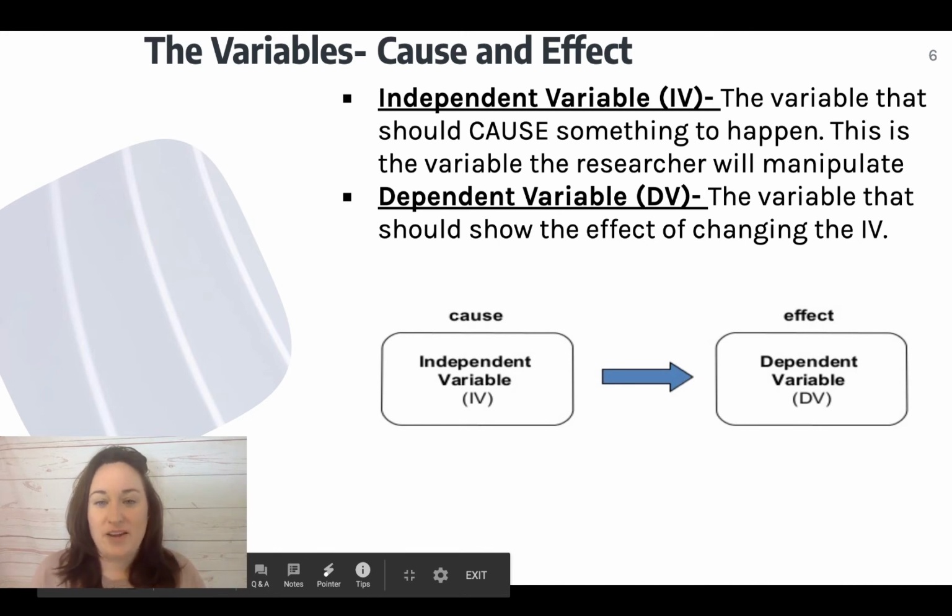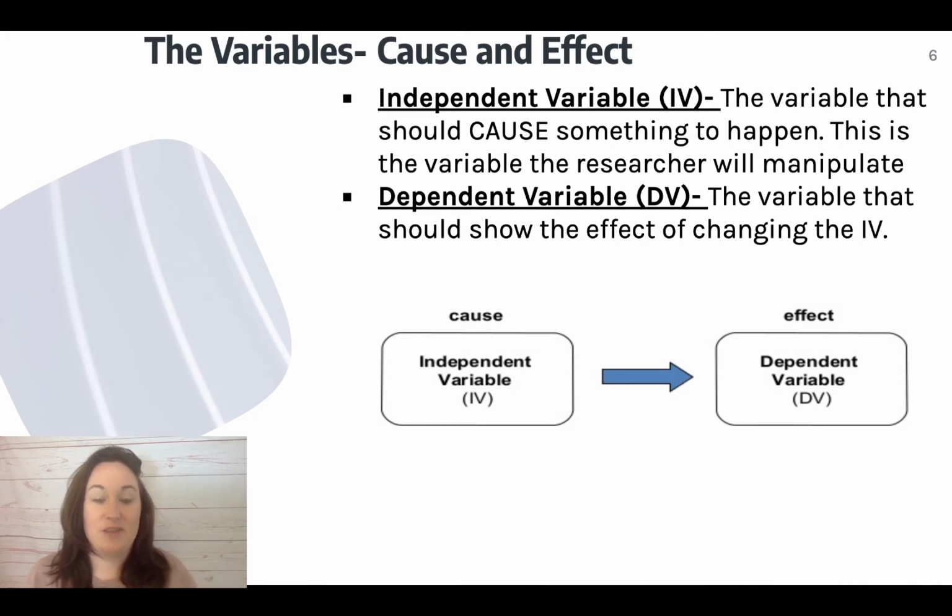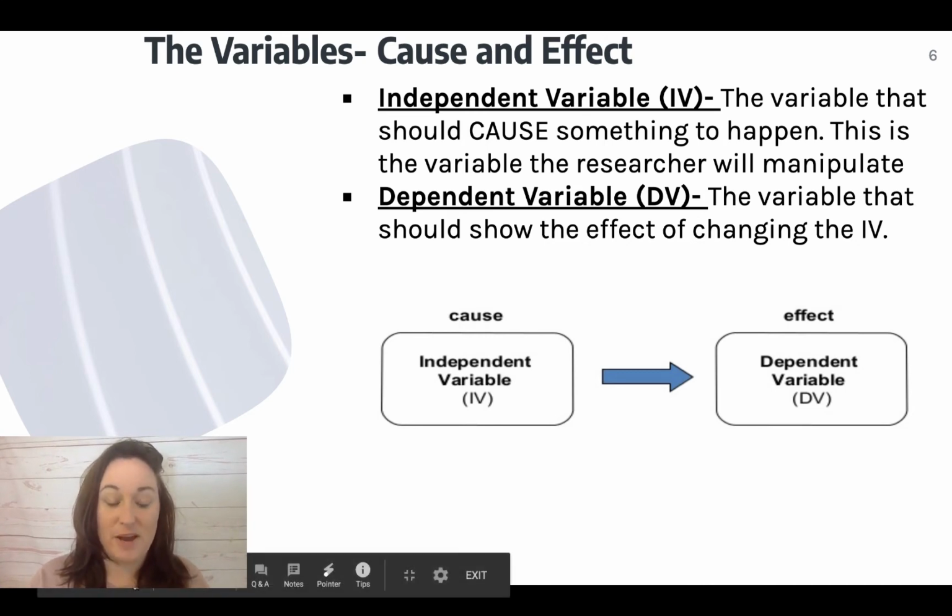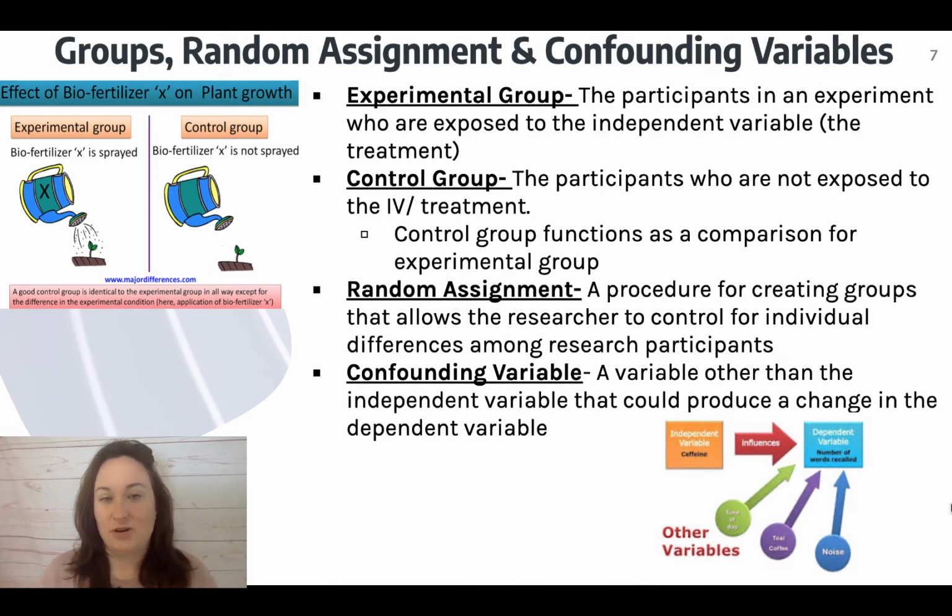So the independent variable is the one that would be the cause. This is the one that the researcher is manipulating or is changing in order to hopefully see that the dependent variable is being affected by it. So there's some sort of change in the dependent variable because of the independent variable. All right, so in an experiment, you have two groups. You have an experimental group that receives the independent variable, and you have a control group.